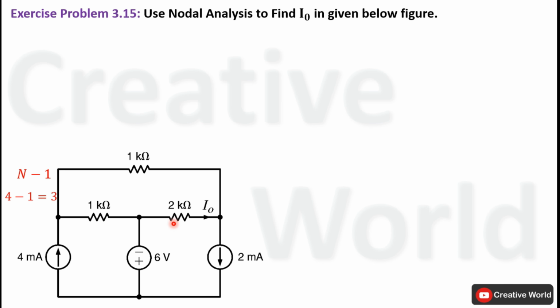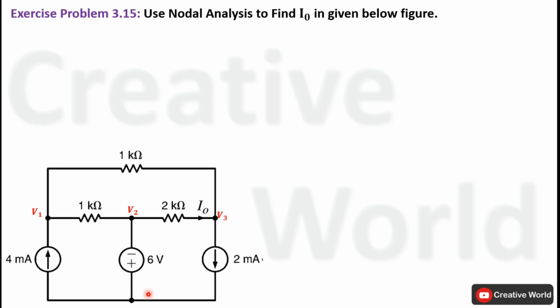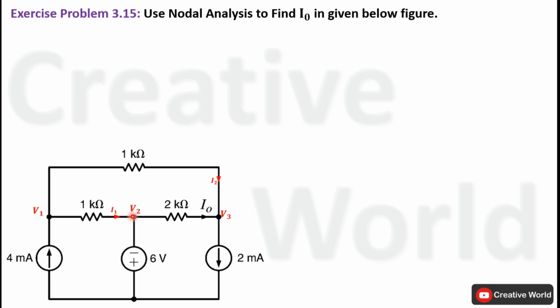In next step we have to label all unknown non-reference node voltage. This node is taken as a reference or ground node. Other 3 non-reference node voltages are labeled as V1, V2 and V3. In next step we have to assume all unknown branch currents along with their directions. Now we will apply one by one Kirchhoff's current law on these particular nodes to find out their voltage equations. We will start from here.